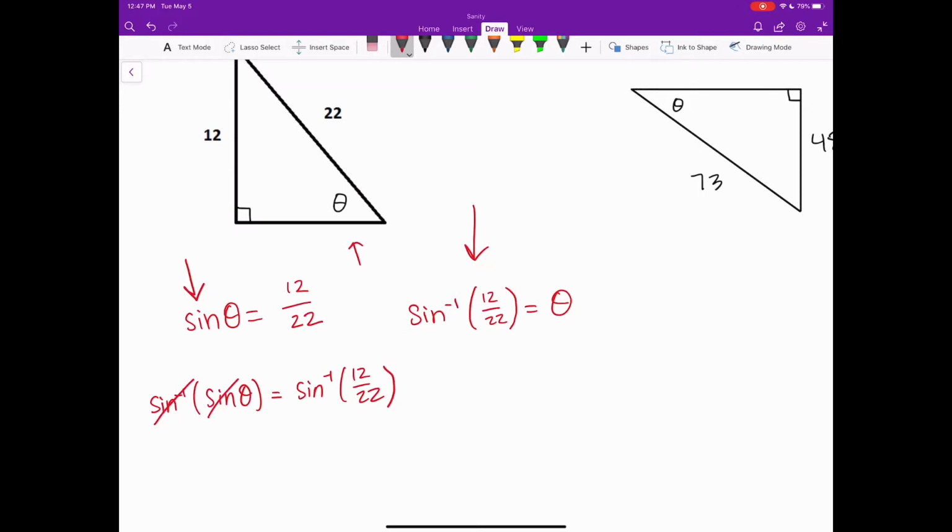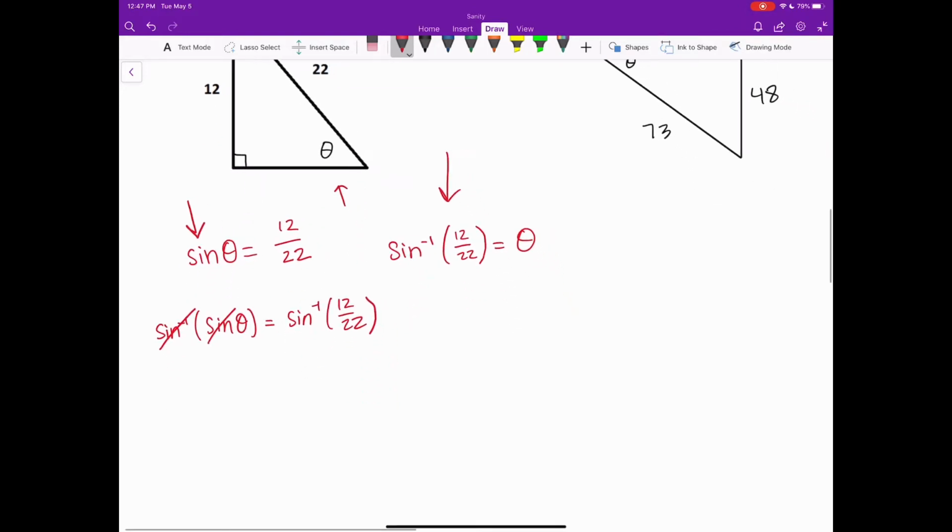Well, sine inverse and sine are inverse functions, so they're going to cancel each other out. So now you're just going to be left with the theta. And so then I'm left with theta equals sine inverse of 12 over 22. And that's the same thing that we have here. Let's see how to plug this into our calculator in order to evaluate for that angle measure of theta.